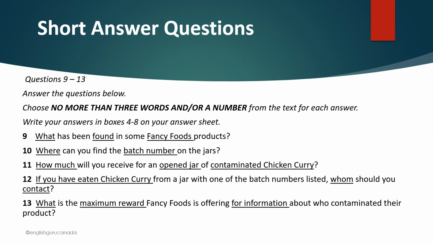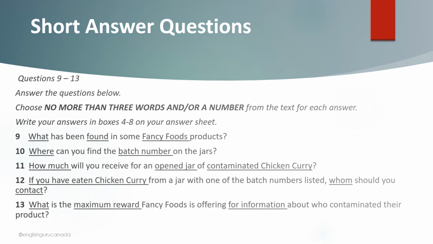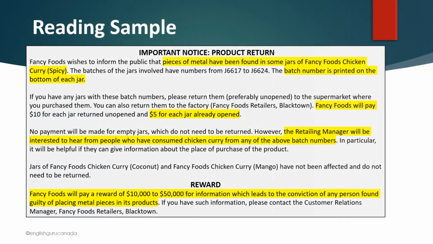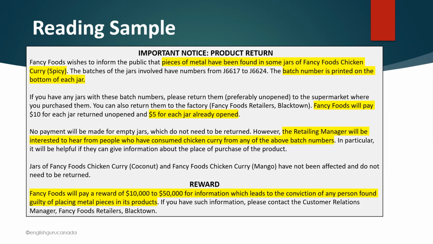So let's take a look at it. So I'm going to be underlining or highlighting the text that I think where I can find the information. So going over here, going after the words like found, fancy foods. Then in the second question, I had batch number. Then I had already opened, pay. I have interested to hear people who have consumed chicken curry will pay a reward.